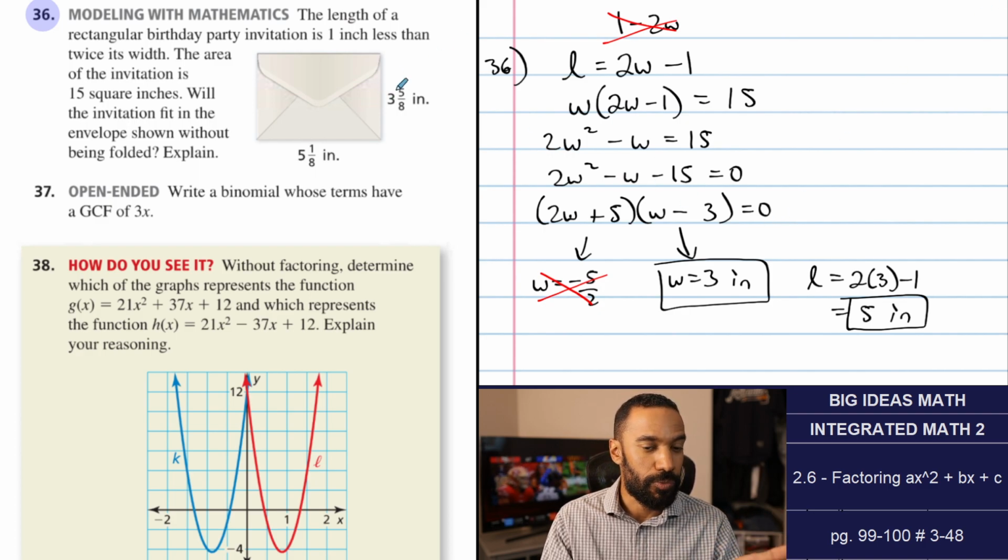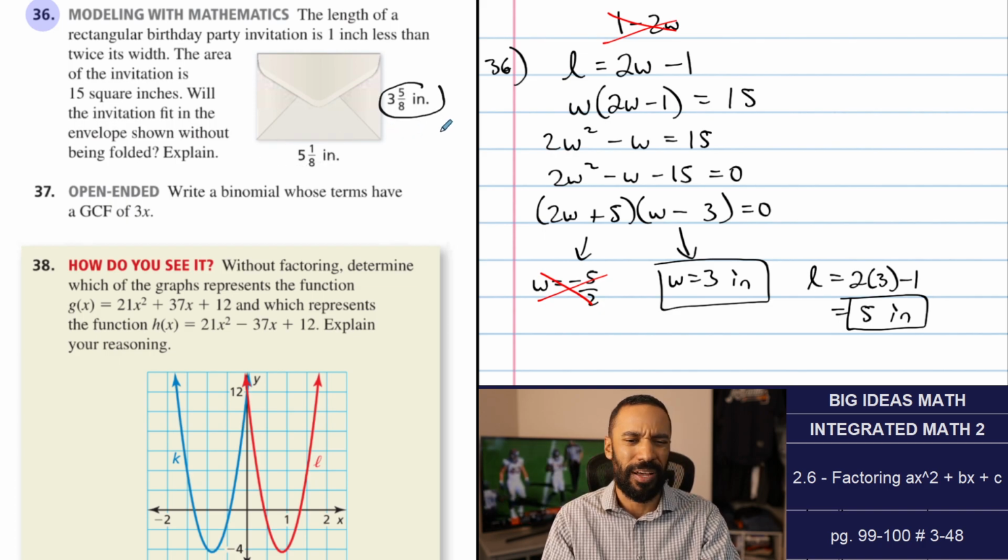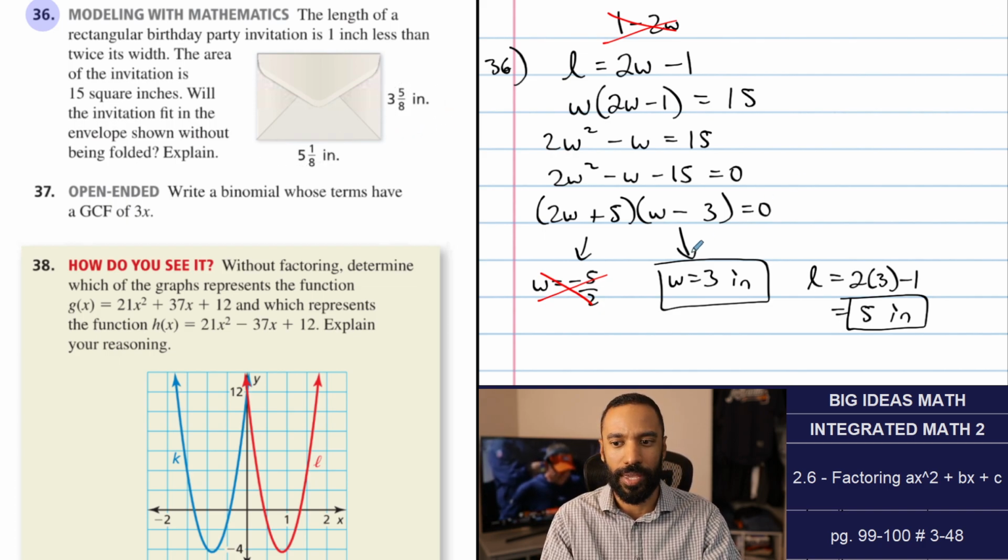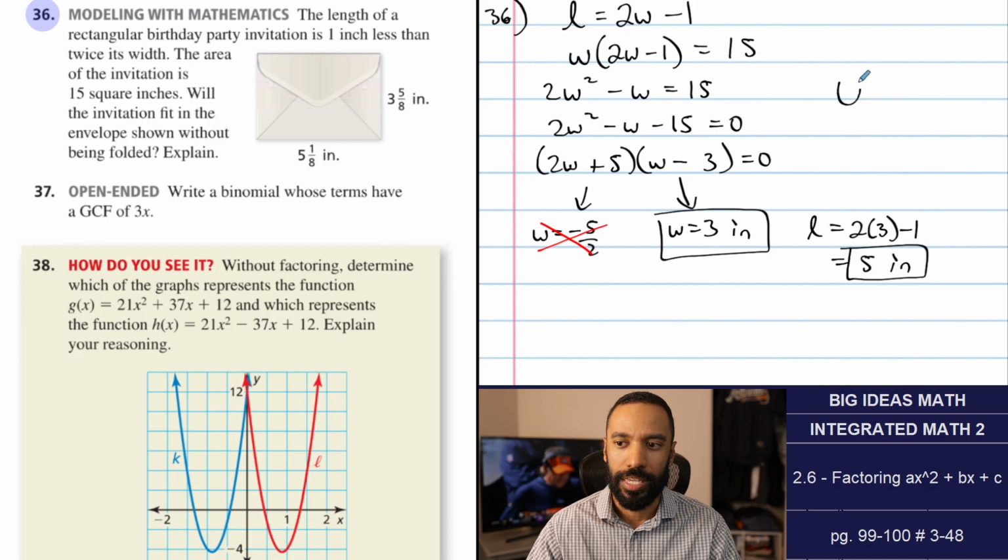You know what? As I was reading the problem, I was thinking, oh man, I got to multiply these and see if the area works. No, you just got to check and compare these things. So yes, it'll work without being folded. So yes is the answer to my question.